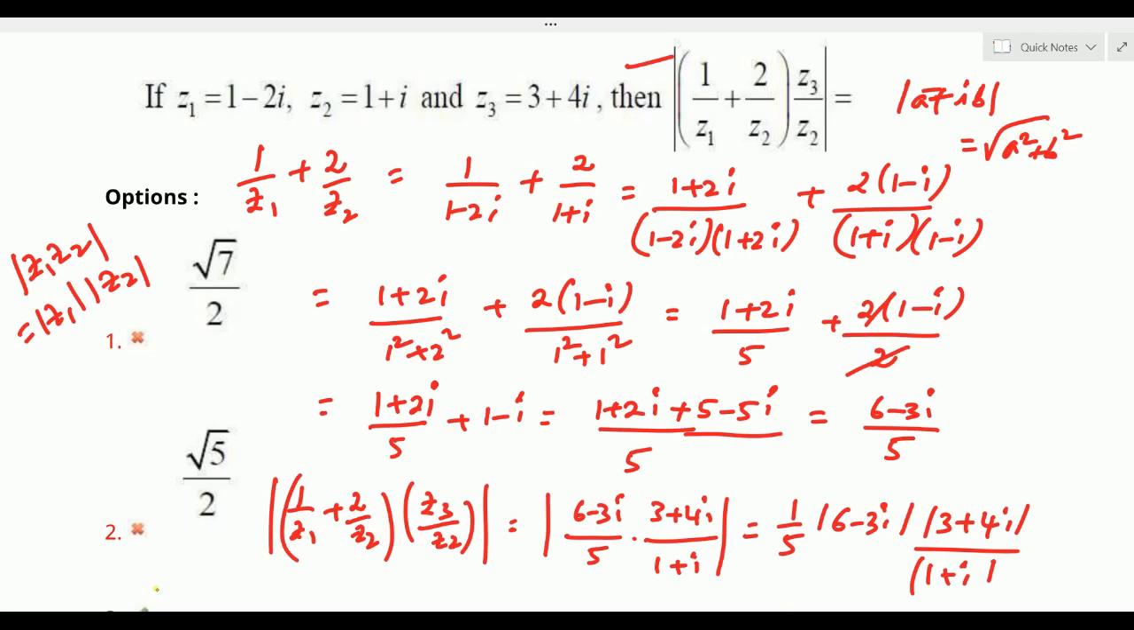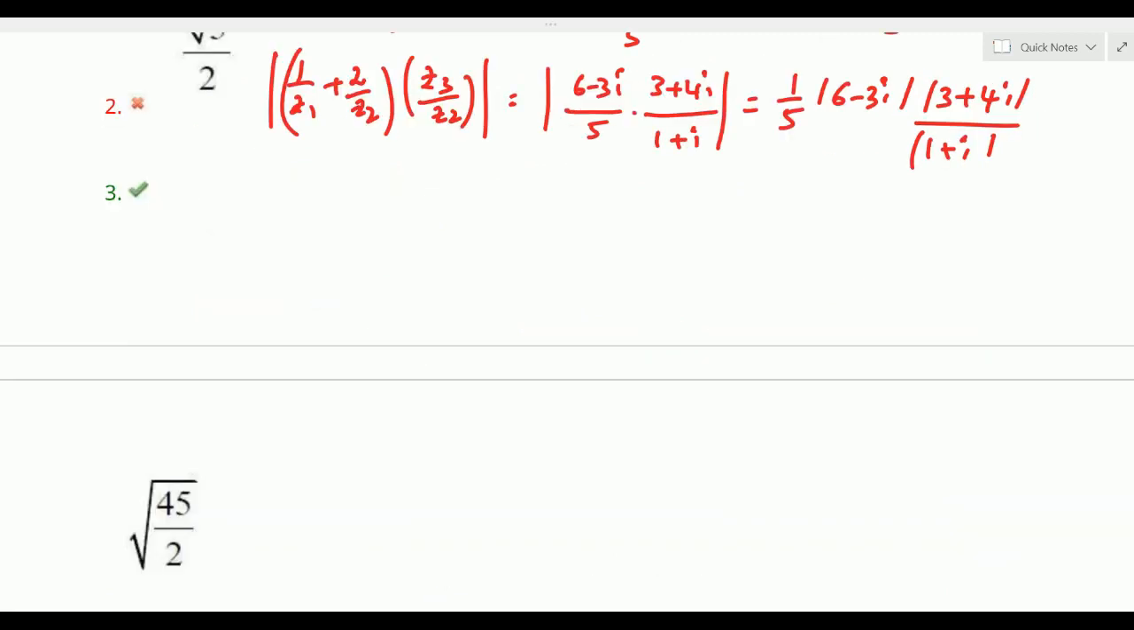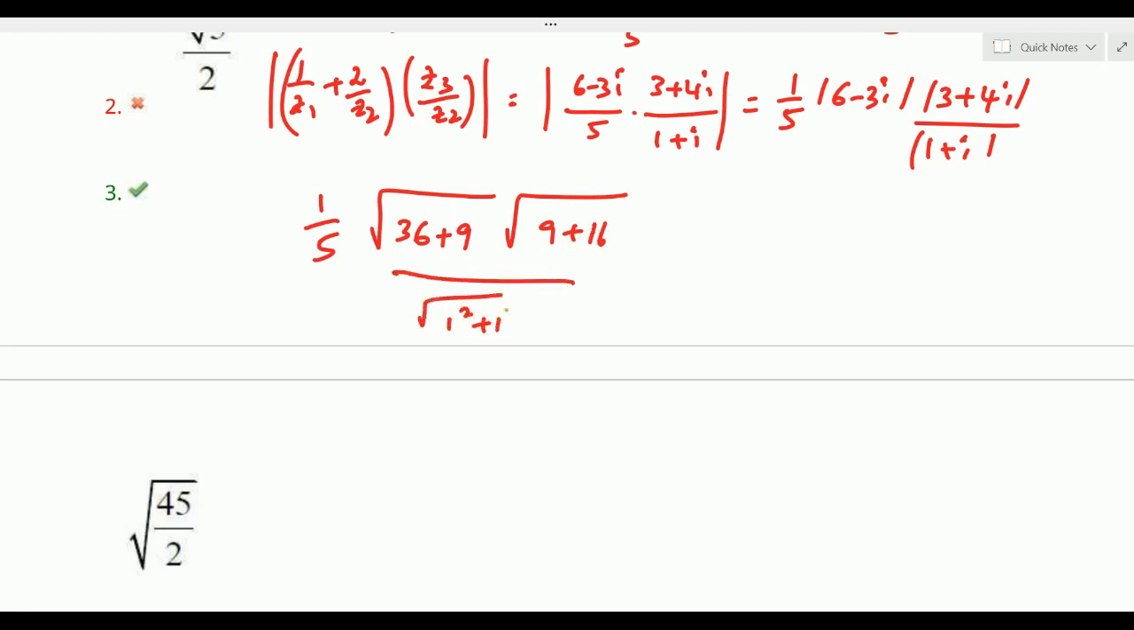According to this, what is mod of 6 minus 3i? Now we will calculate the result. Okay? Applying modulus is quite easy, it is enough to simplify the first term. Now we will apply this modulus. First 1 by 5, the constant, as it is. 1 by 5 of root over 6 square 36 plus 3 square 9, into root over 3 square 9 plus 4 square 16, divided by root over 1 square plus 1 square, right?